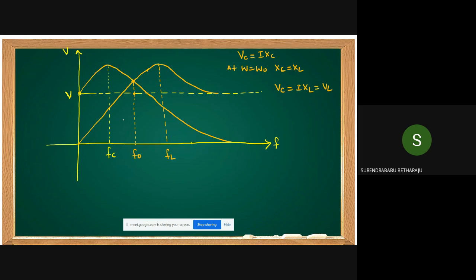Then the curve is, this is the variation of which voltage? Resistive voltage. This is the VR curve. This is the VL curve. And this is the VC curve.